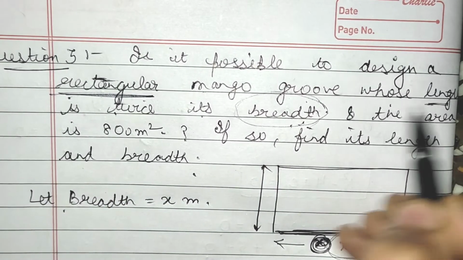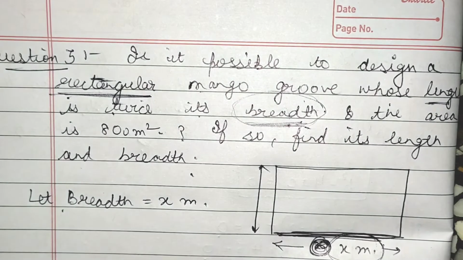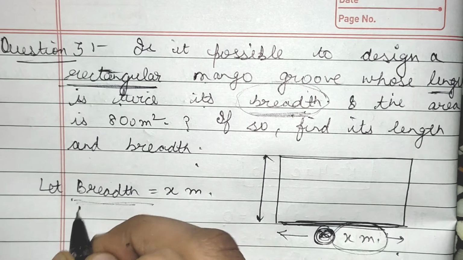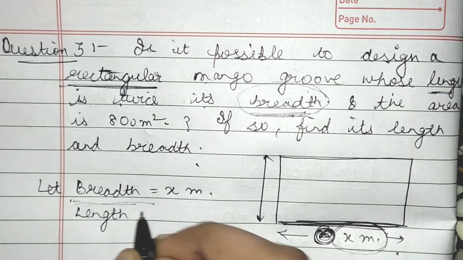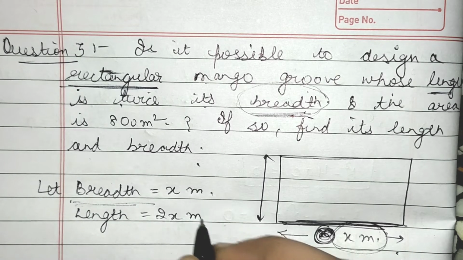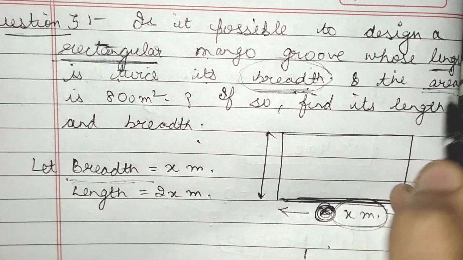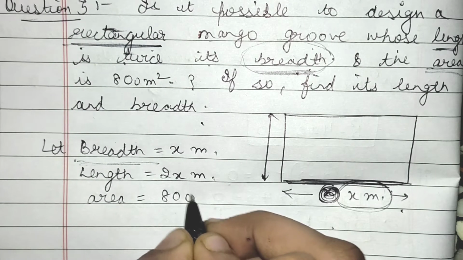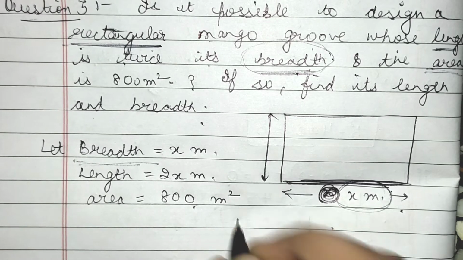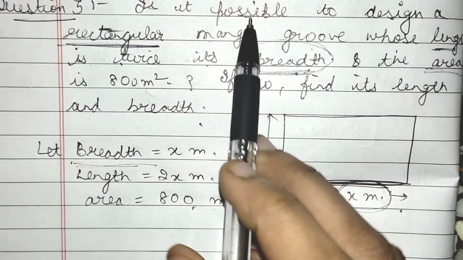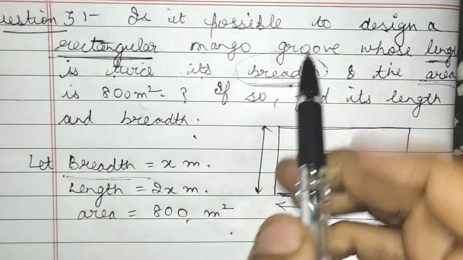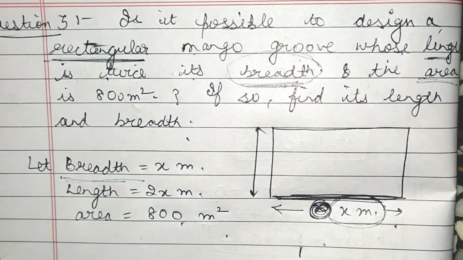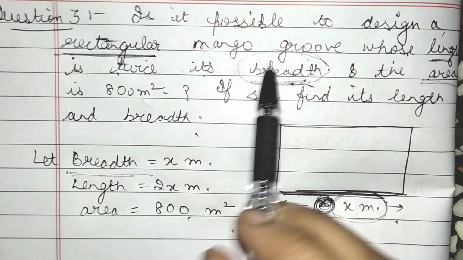because length is given in respect of breadth, right? So breadth is x, then length will be equal to 2x meter, and the area given to me is equal to 800 meter square. So the question is asking, is it possible to design such kind of park? So how will you decide whether it is possible to design or not?